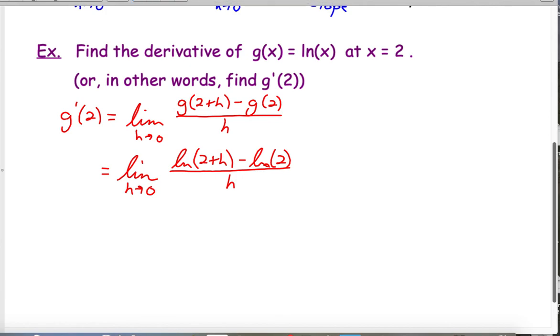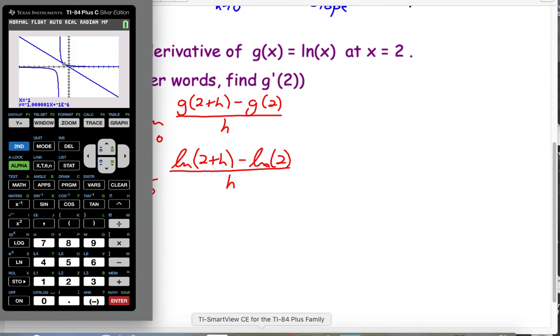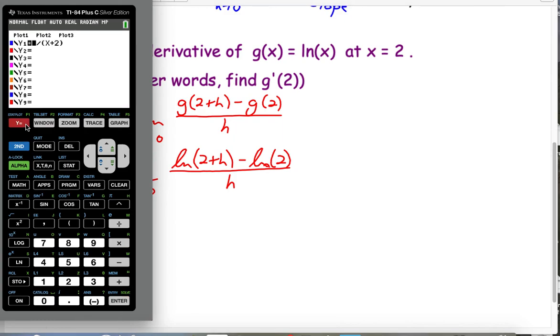So what we could do for this limit is we could just punch in that as a function, the natural log of 2 plus h, I have to use x for h, and then minus the natural log of 2, which is just a number, close parentheses. Now notice that's my entire numerator, so I enclose that all in parentheses, and then divided by h, except I'm using x instead of h. And then if I hit graph, I'm trying to find this limit as h approaches 0, or in other words, as x approaches 0.